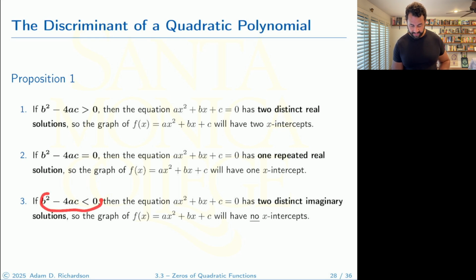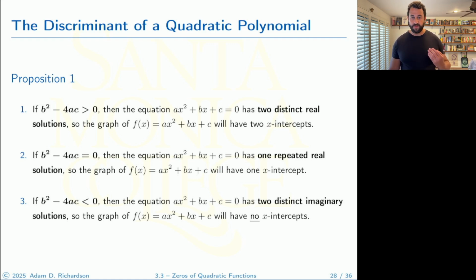Then, if the discriminant is negative, you're going to have two distinct imaginary solutions. That's the situation where you're trying to take the square root of a negative number. Now you're entering the realm of the complex numbers. So if your discriminant is negative, you'll still have two distinct solutions, but they're going to be imaginary. So imaginary numbers will be involved.